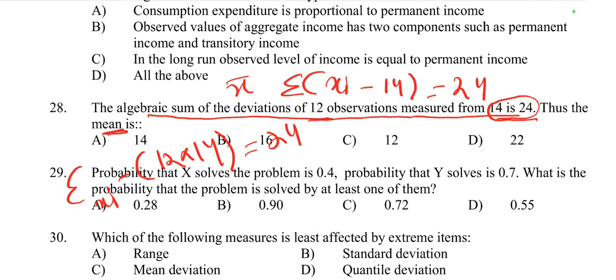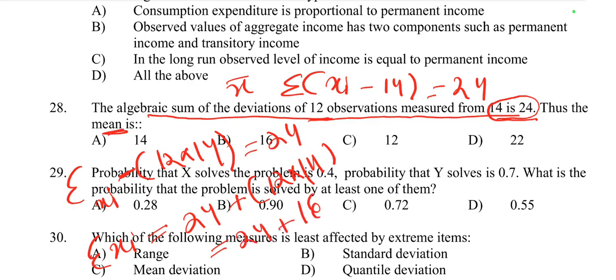So sigma xi is equal to 24 plus 12 into 14, because it is minus, and when it comes to the right side it becomes plus. 12 into 14 is 168, so 24 plus 168 is equal to 192. So sigma xi is equal to 192.